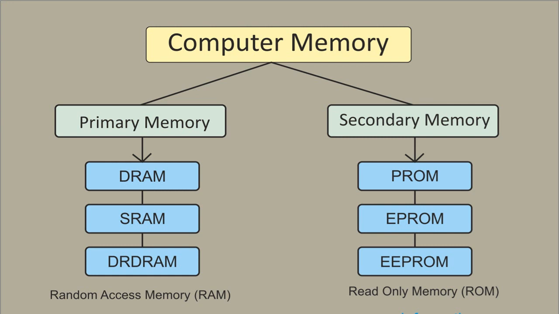And the second one is secondary memory, that is ROM. It is a non-volatile or non-erasable memory. It means the data stored in ROM is permanent. The data once recorded on ROM does not get deleted even if the computer gets turned off. In the chart given over there, under primary memory are DRAM and SRAM, and under secondary memory are PROM, EPROM and EEPROM.